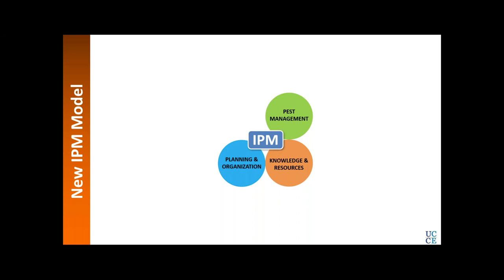So in this new IPM model, we primarily have three aspects: the management aspect, the business aspect, and the environmental aspect. And within the management aspect, we have four components. The first one is pest management. The second one is knowledge and resources. The third one is planning and organization. And the final one is communication. I have already explained the pest management part with the various control options and why and where we have to use them. And the next part is knowledge and resources.